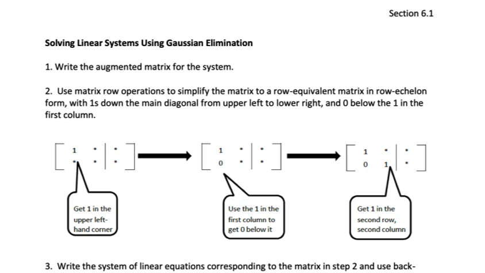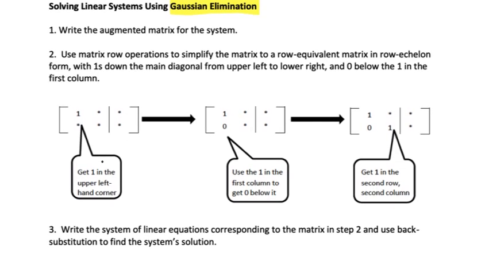In this video for section 6.1, we're going to talk about how to solve linear systems using matrices. This process is called Gaussian elimination. The first step is to write the augmented matrix for the system. Then you're going to use matrix row operations to get the matrix into row echelon form.